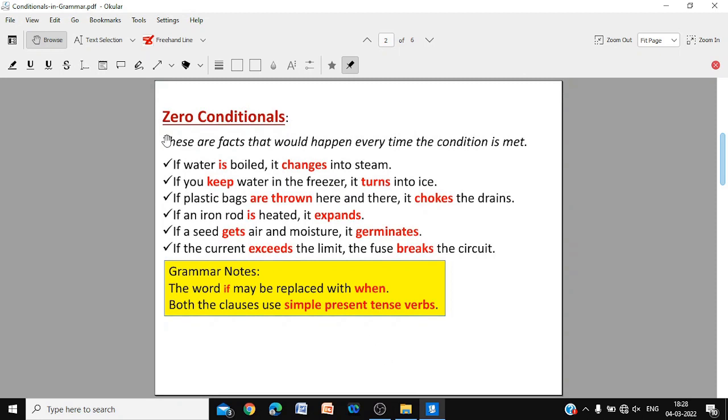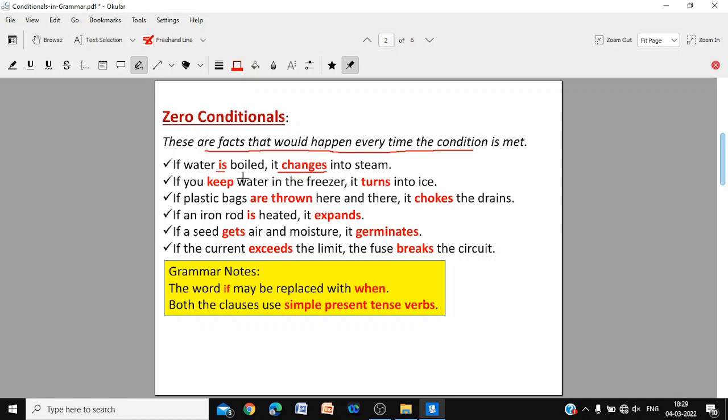First of all, we have what are called zero conditionals. Zero conditionals are facts that would happen every time the condition is met. Every time the condition is met, the incident would happen. So it's a question of cause and effect. The same cause will produce the same effect every time. When water is boiled, it changes into steam. Always, whenever you boil water, it will change into steam.